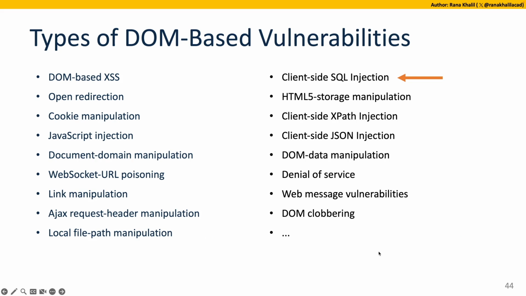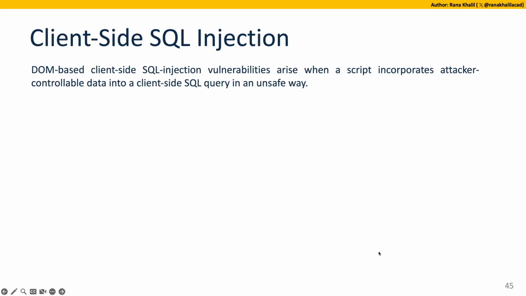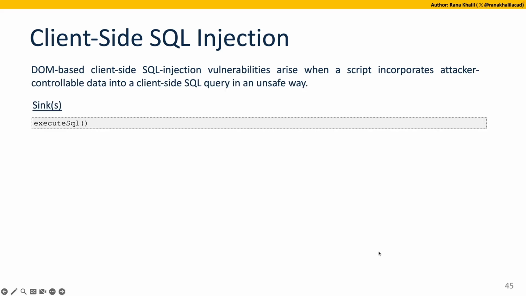Next, we have client-side SQL injection. DOM-based client-side SQL injection vulnerabilities arise when a script incorporates attacker-controllable data into a client-side SQL query in an unsafe way. A potential sink is the JavaScript database function executeSql.